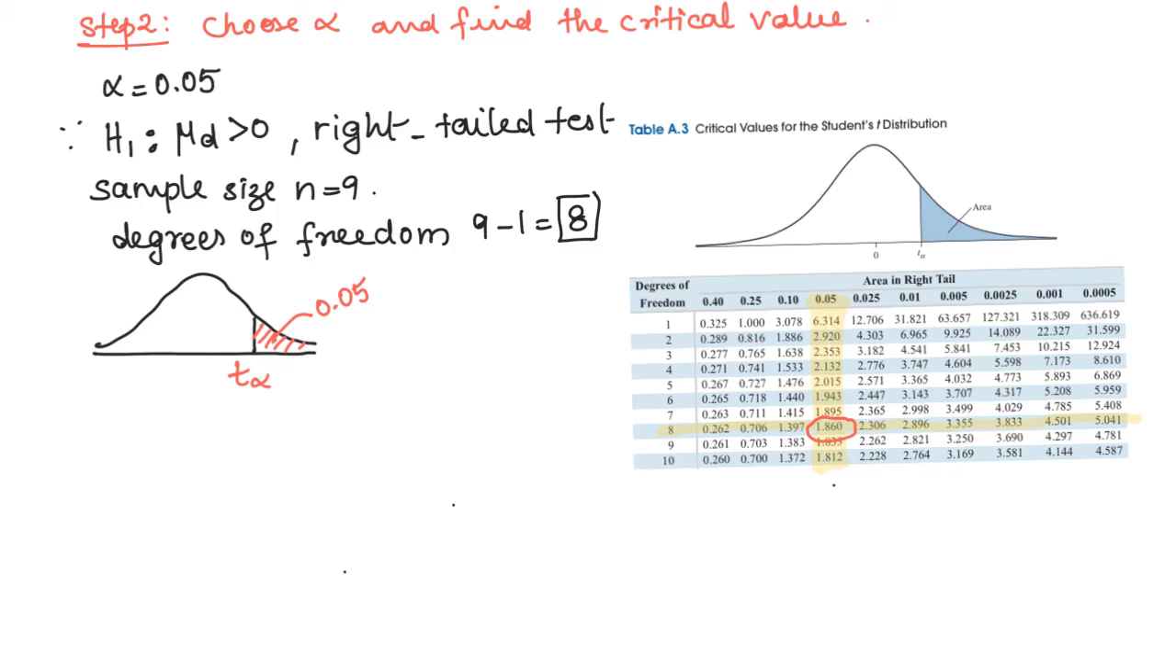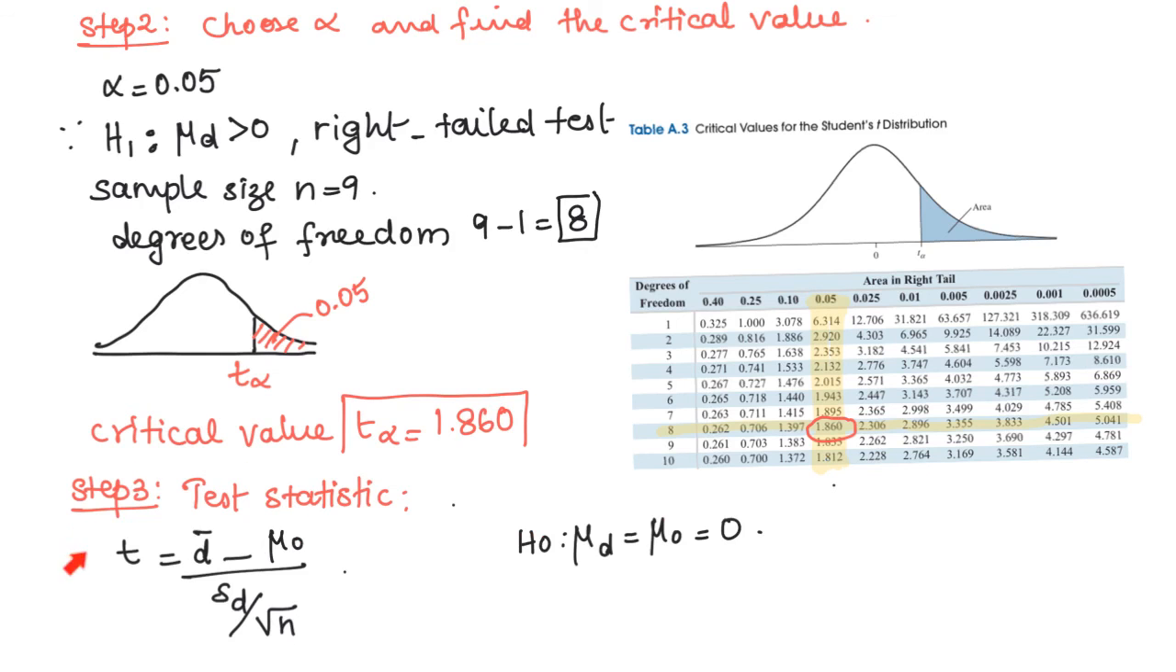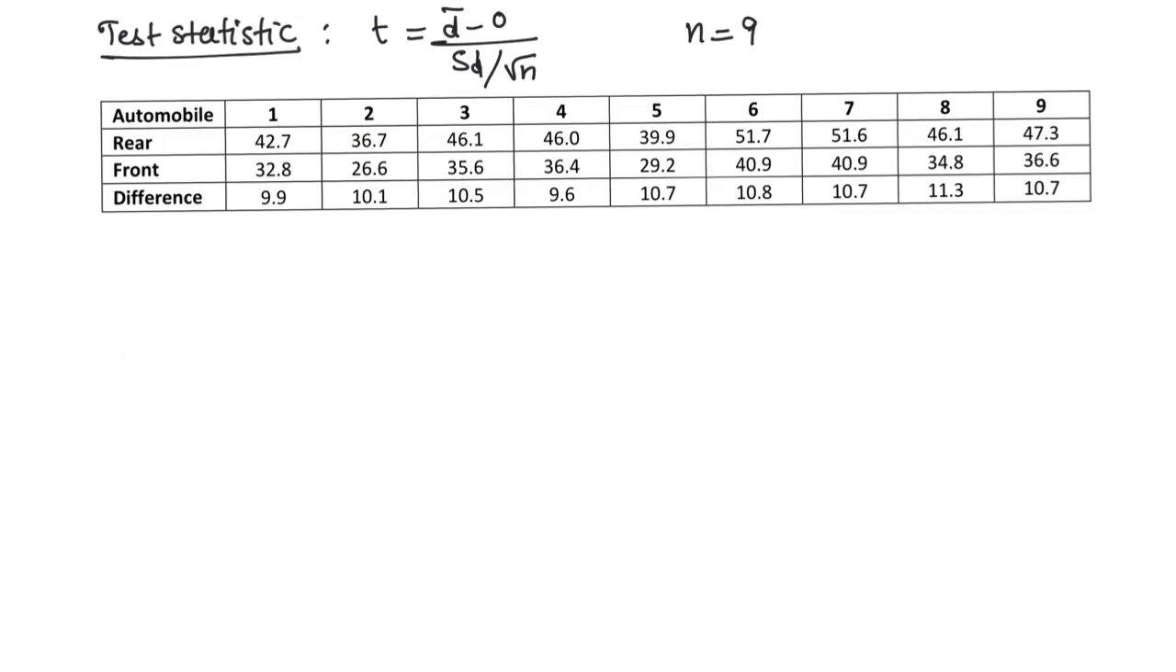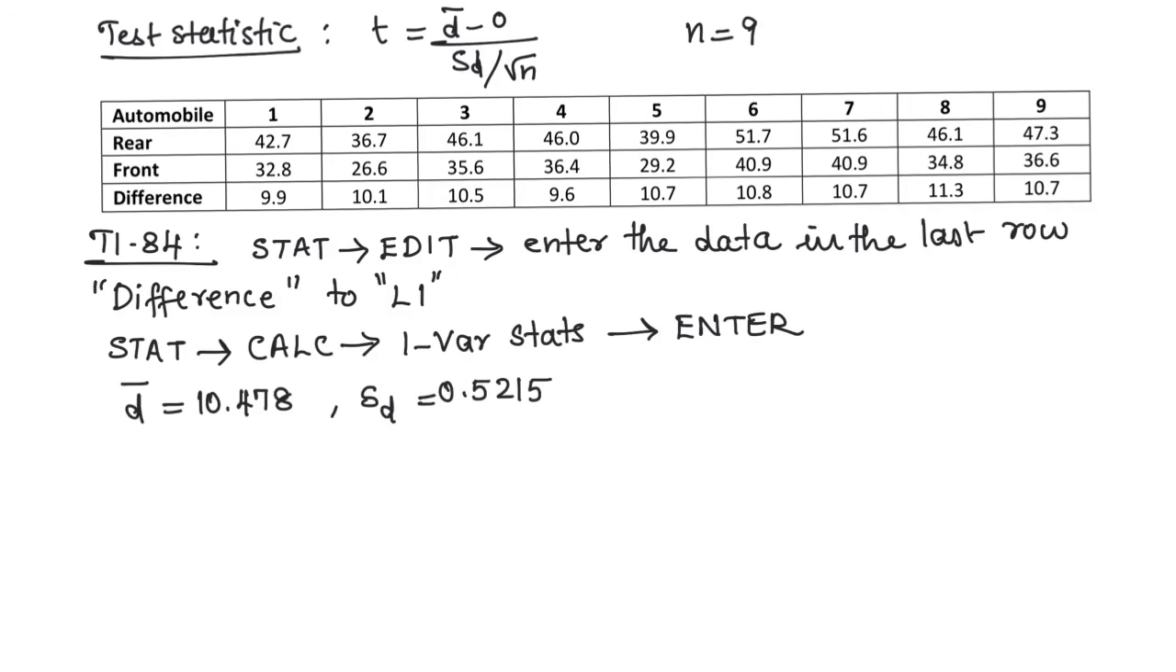Now compute the test statistic. We will use this formula to find the test statistic under the assumption that the null hypothesis mu d equals mu naught, that is equal to 0. So this will become 0. In this formula we know only n. We need to find the mean and standard deviation of the differences. So we can enter that into the calculator.